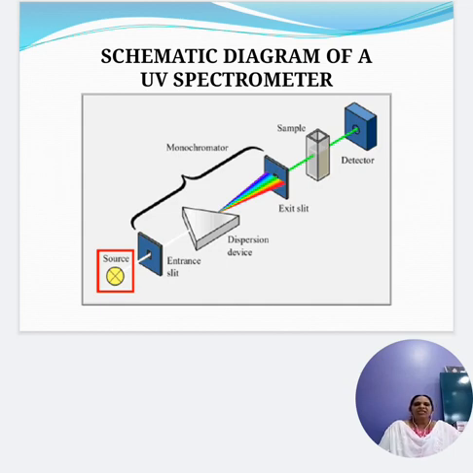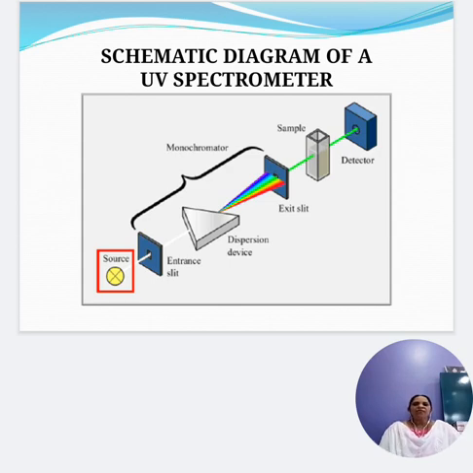Then the second one is the entrance slit. Third one is the dispersing medium or device. Fourth one is the exit slit. Fifth one is the sample, and sixth one is the detector. Okay. So these are the basic components of any spectrophotometer, UV spectrophotometer.